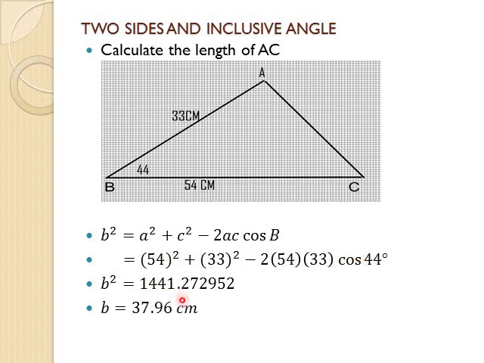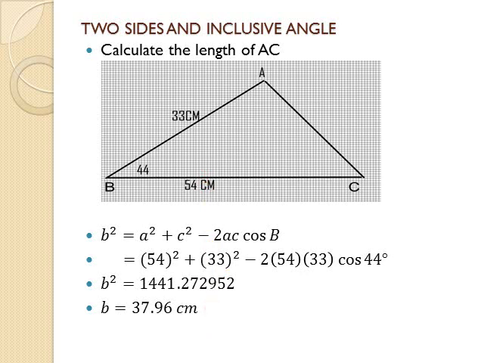I get 1441.272952. Please don't round off in this step. We only round off in the final answer. So square root of b squared, the square root of that, b then gives me 37.96 centimeters. Right, so this is when I'm given two sides.